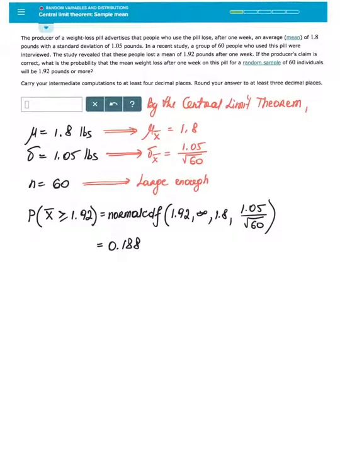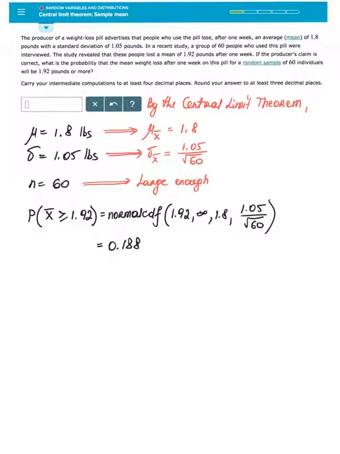Please notice that our solution will be based on the assumption that the producer's claim is correct, which means we can use this as our population parameters. Using the central limit theorem, I can compute mu sub x bar to be the same thing as mu itself, 1.8. I can find sigma sub x bar to be the standard deviation of the population divided by the square root of the sample size of 60. And we need to make sure that the sample size is large enough for this to work. And it is. 60 is a pretty big size. We want at least 30.